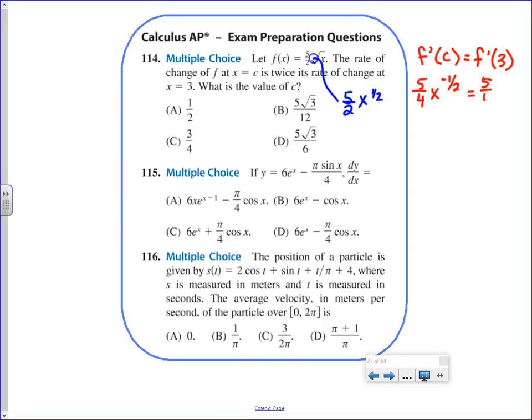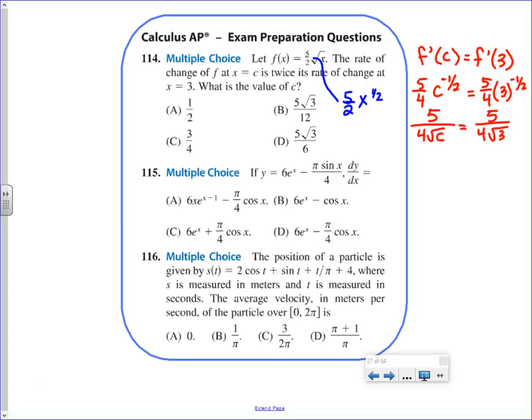5/4 times 3 to the negative 1/2? That's weird. When it says c, what's it just saying? Just solve, right? So if you want, you could replace the x with a c. Does our brain deal well with negative 1/2 powers? So let's go ahead and make it easier on our brain. So 5/4 square root of c equals 5/4 square root of 3.